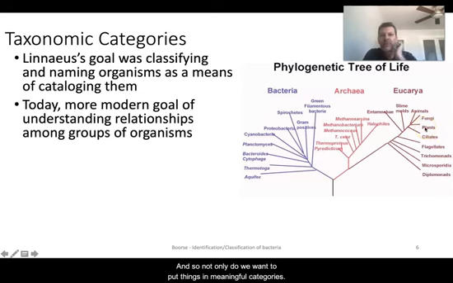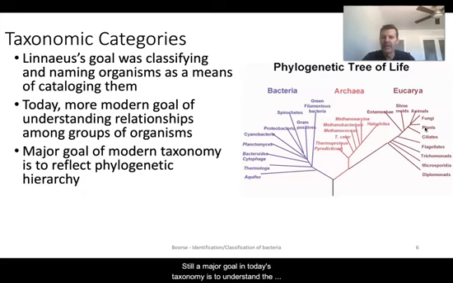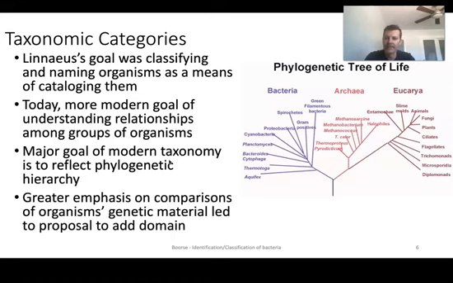And so not only do we want to put things in meaningful categories or groups and also have meaningful names, but we want to put those groups in a way that shows shared evolutionary history. And so that's what was missing from Linnaeus. A lot of what he did rely upon phylogenetic relationships, although he didn't understand that at the time. So a major goal in today's taxonomy is to understand the relatedness of organisms and put them into related groups. So that's an additional piece called phylogeny.